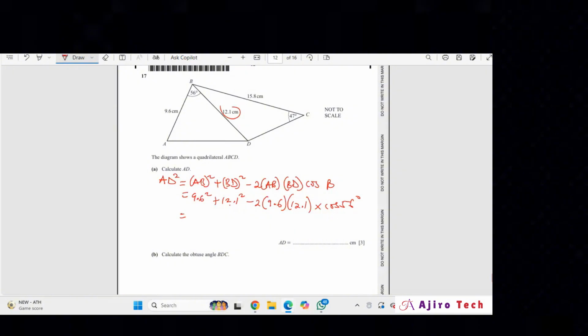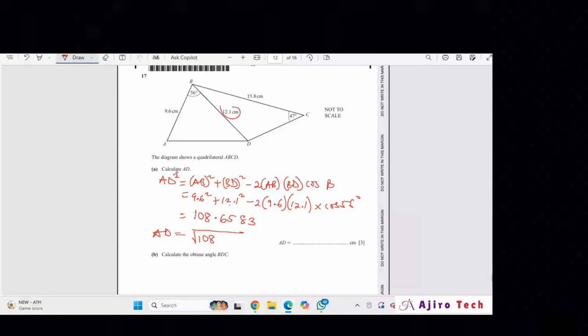12.1 squared minus 2 open brackets 9.6 close the brackets, open bracket 12.1 times cos 56. So when you do everything there, it gives you 108.6583. So you're going to get AD now. Just take the square root.